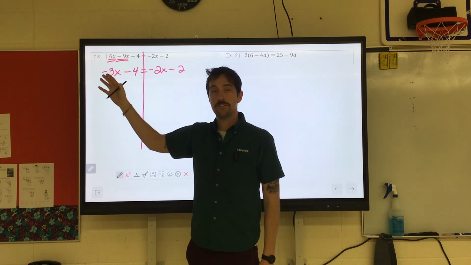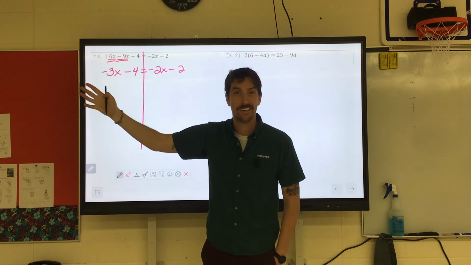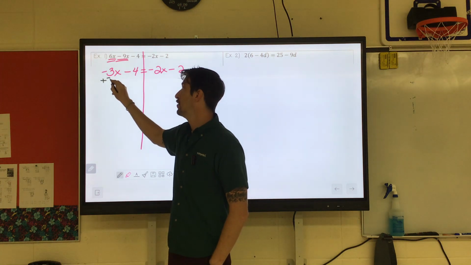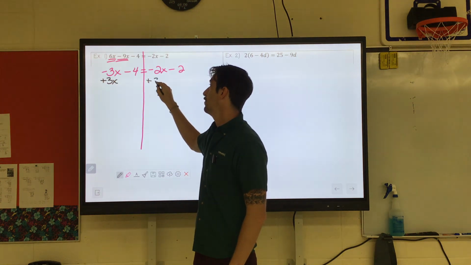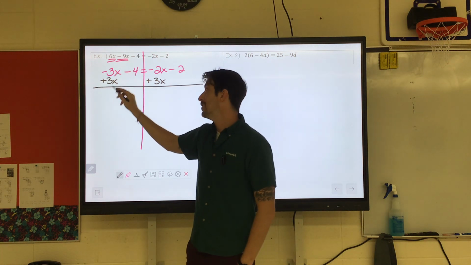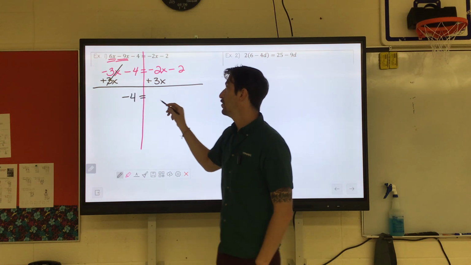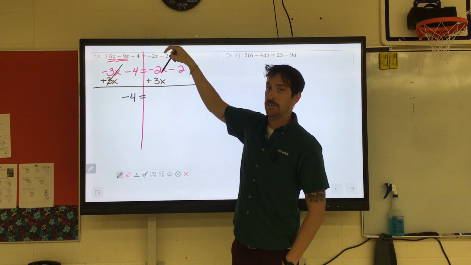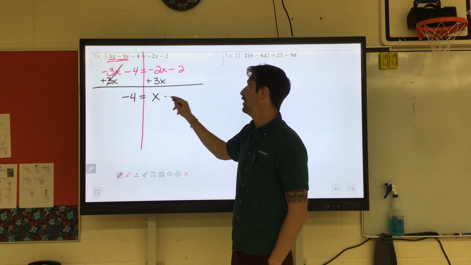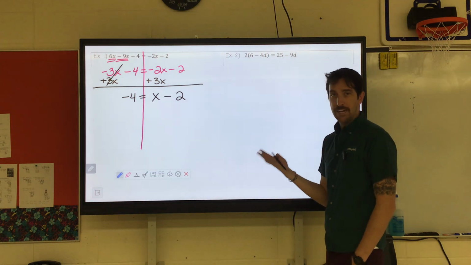So the smaller coefficient is negative 3. What's the opposite of negative 3? Positive 3. That's it. So you're either adding or subtracting to move it to the other side. So we're going to add 3 x's to both sides of the equal sign. Because negative 3x plus 3x is 0x. These cancel out. So all we have left on the left side is negative 4 equals negative 2x plus 3x is positive 1x. You could write 1x, or you could just write x, and then you got your minus 2. That's all you have left. Negative 4 equals x minus 2.